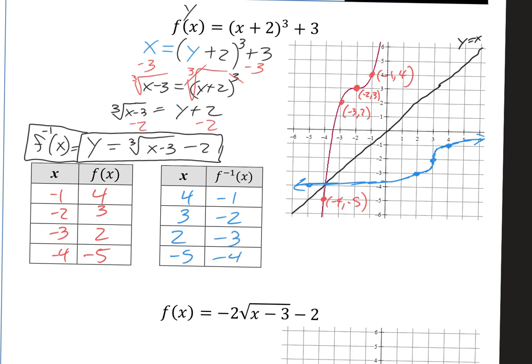Right? That's literally what I did to find all these points here. So you can make a table and literally flip them, or you can flip them graphically if you're trying to get a graph. But that's all it is. So let's look at another one here.